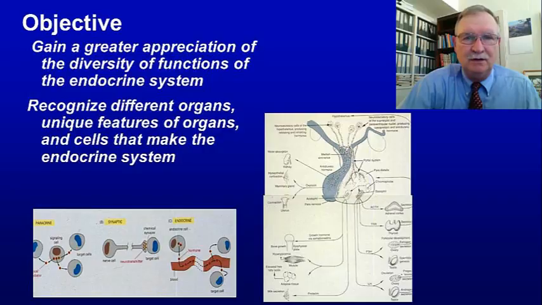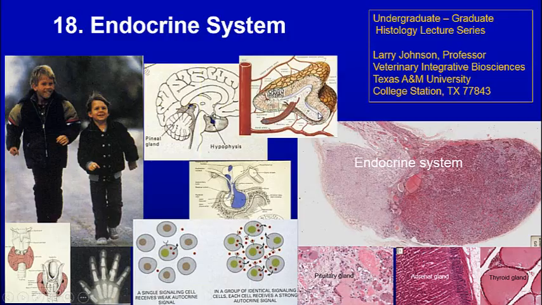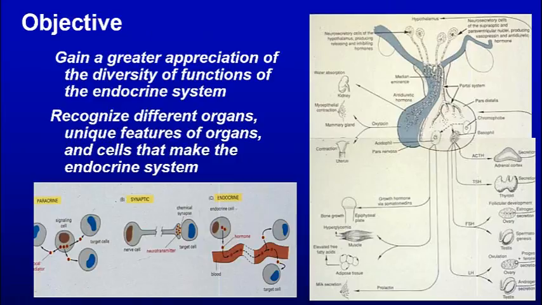Today we're going to talk about the endocrine system. Hi, I'm Larry Johnson. I am a professor at Texas A&M University. And today we're going to talk about the endocrine system, which is composed of several organs and regulations and negative feedback of the process. We want to gain a greater appreciation for the diversity of functions of the endocrine system and to recognize the different organs, unique features of organs and cells that make the endocrine system.